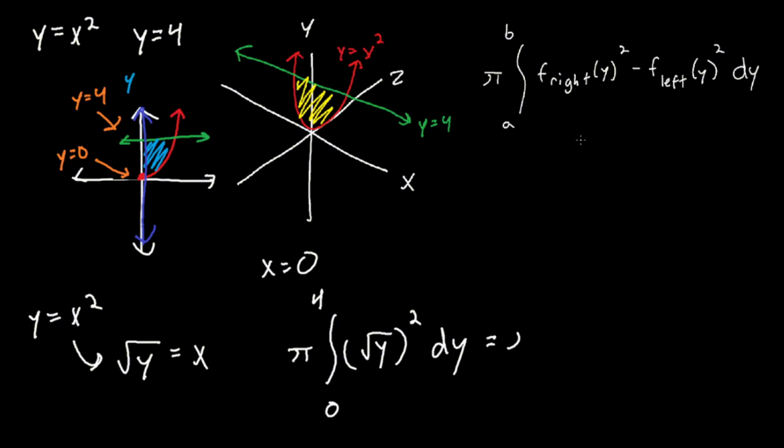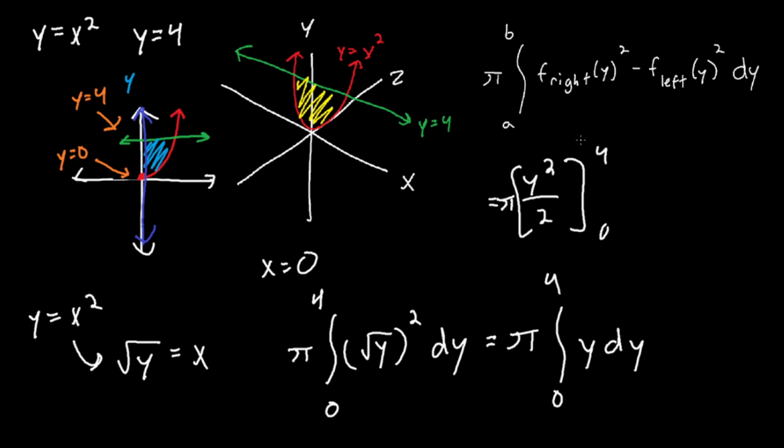If we simplify this integral, we get 0 to 4 with y as the integrand. Therefore, the antiderivative is y squared over 2, times pi, from 0 to 4. If we plug in 4, we get 16 over 2, which is 8 pi. If we plug in 0, we get nothing. Therefore, the volume of this region revolved around the y-axis is 8 pi.